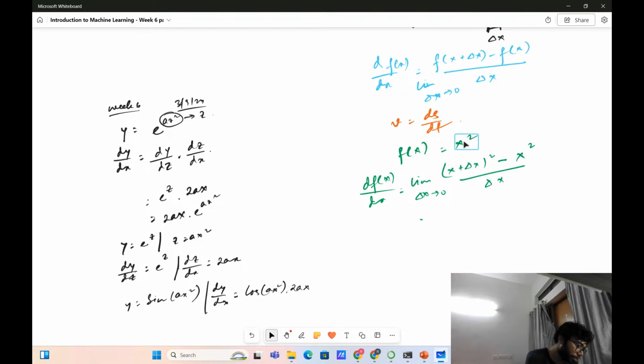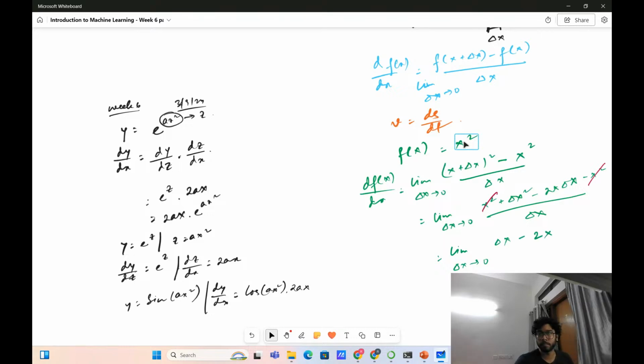Now if you solve this, we'll take limit delta x tends to 0. So (a plus b) whole square is a square plus b square minus 2ab, minus x square, divided by delta x, right? So this x square cancels. What we are left with is limit delta x tends to 0 of delta x squared by delta x, which becomes delta x minus 2x. One delta x cancels with this one, and from this term this delta x cancels with this. So we are left with minus 2x. But since we have limit delta x tends to 0, we'll make delta x equal to 0.